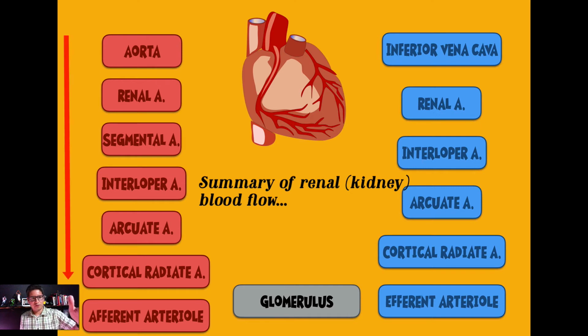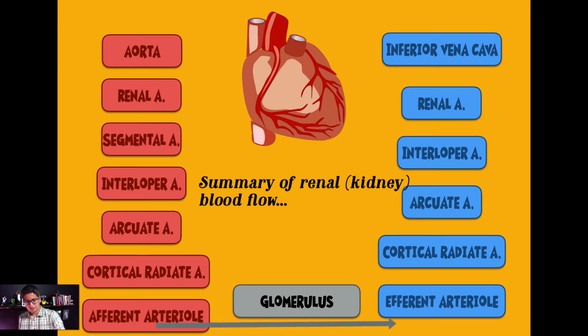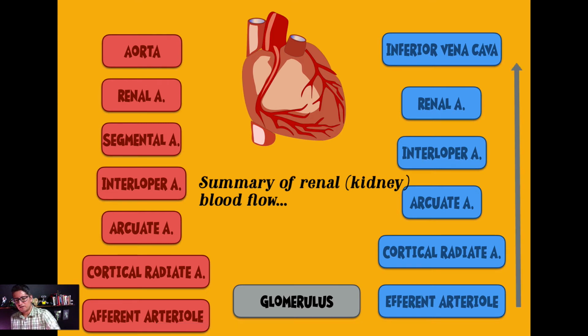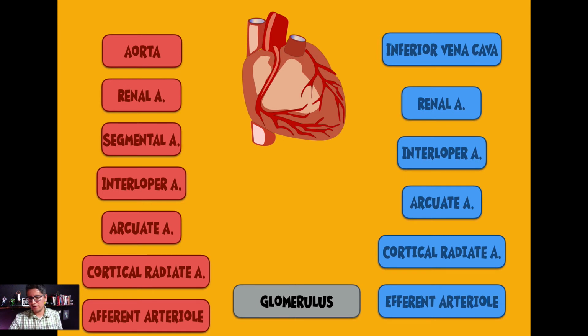So it goes from the aorta, where the blood exits your heart, to the renal artery, the segmental artery, the interlobular, arcuate, cortical radiate artery, the afferent arteriole, the glomerulus, that capsule, and then the efferent arteriole, cortical radiate, arcuate, interlobular, renal, and then the inferior vena cava.